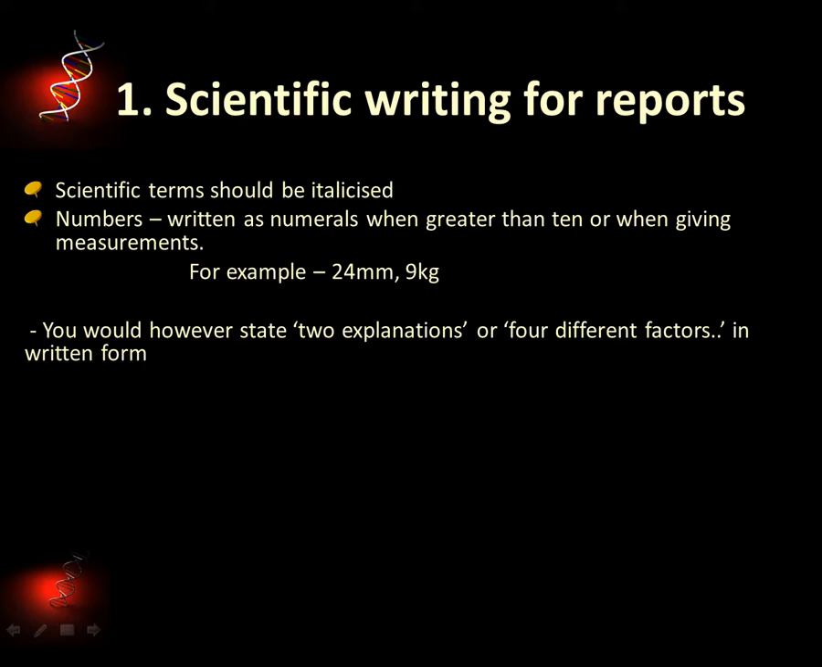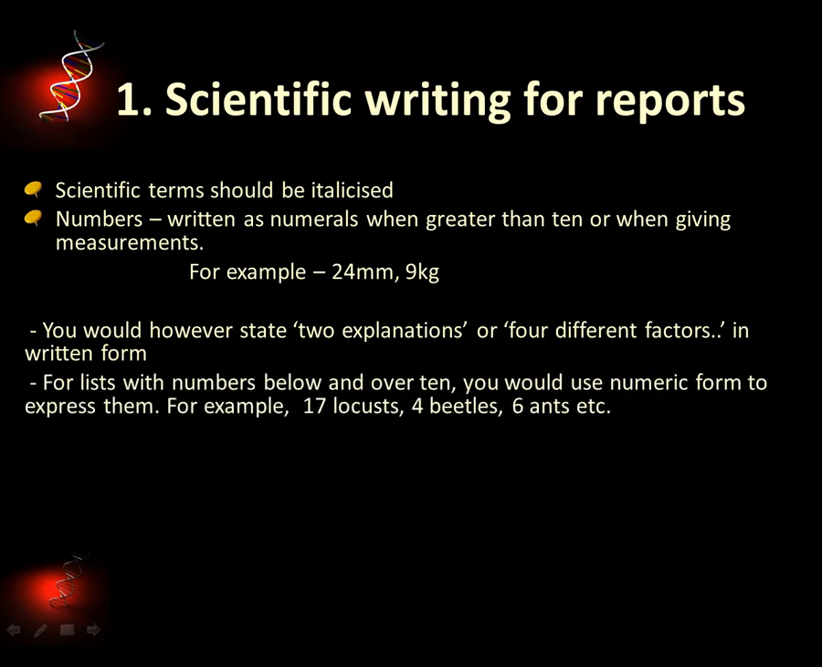Some other important things to know about writing numbers is that if you are writing a list with numbers below and over 10, the list can then be expressed numerically. So for example, you would say 17 locusts, 6 ants and so on. You should also not start a sentence with a numeric, and if you decide you want to start a sentence with a number, make sure it is in written form regardless of the size. It's also worth noting that though your report is sectioned off into different headings, it must still have a flow and it must still flow from section to section for the reader.